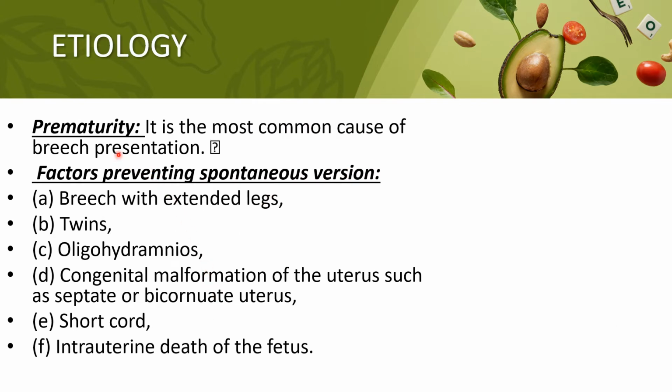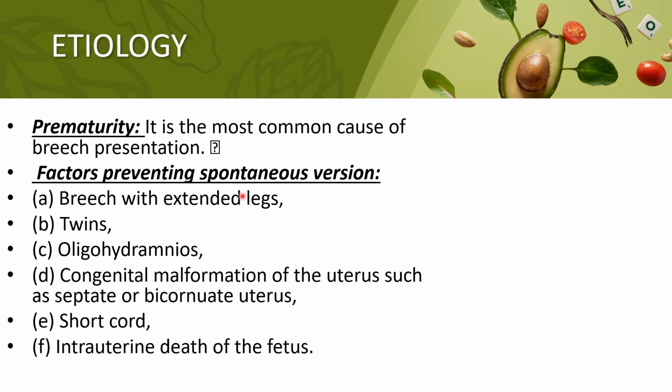Next one is etiology. So, what is the cause for this breech presentation? The first cause is prematurity. I already told you, preterm means before 37 completed weeks of gestation. So, during that period, the fetus is very small and the uterus is large, so there may be a chance to engage the breech. Because of that reason, prematurity is one of the causes. Okay. Next one is factors preventing spontaneous version.